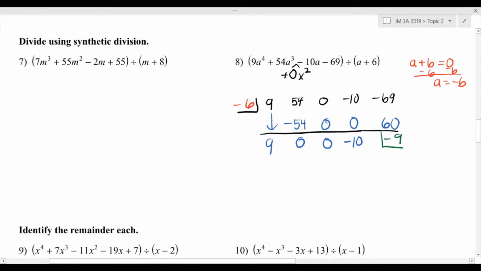So negative 6 times 0 is still 0, then 0 plus 0 is 0. Negative 6 times 0 is still 0, and then negative 10 plus 0 is negative 10. Okay, so then negative 6 times negative 10 gave us 60. And so remember that when I am identifying my answer, because I divided a to the 4th by a, that means my first term is a cubed. And then my second term is a squared, and then a. So that means that this result is 9a cubed, and then minus 10 plus a remainder of negative 9 over x plus 6.